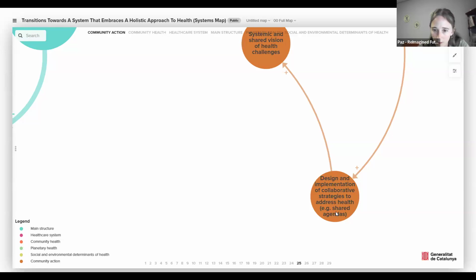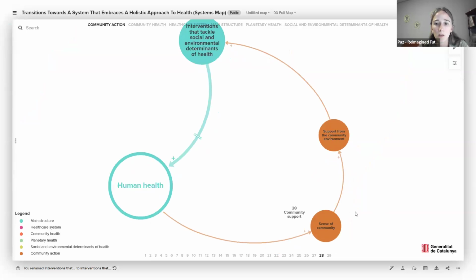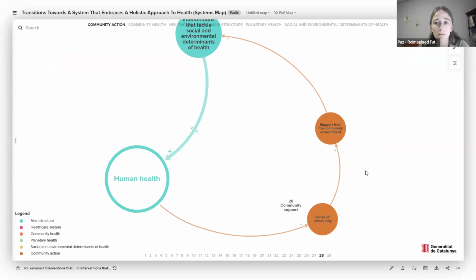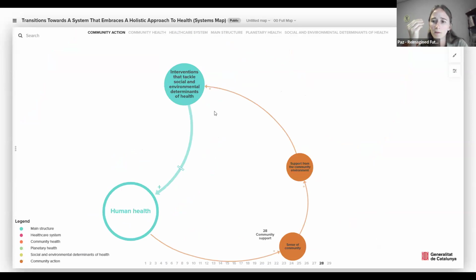And then, for example, loop number 28 stresses the importance of community support. When there's a sense of community, there's support from the community environment that tackles the social and environmental determinants of health, increasing human health. These appear to be very important when addressing poverty, isolation, access to services, the importance of social networks and community support in these types of situations, and how this could create well-being if it's more developed.